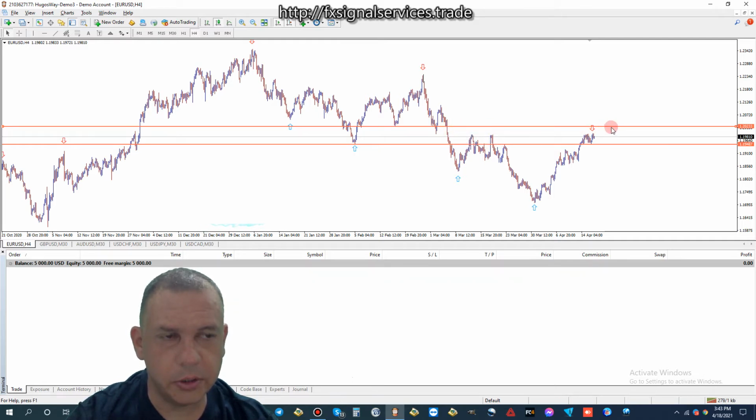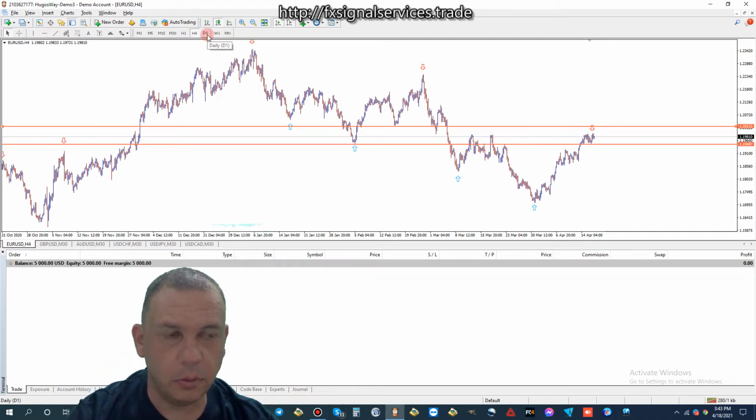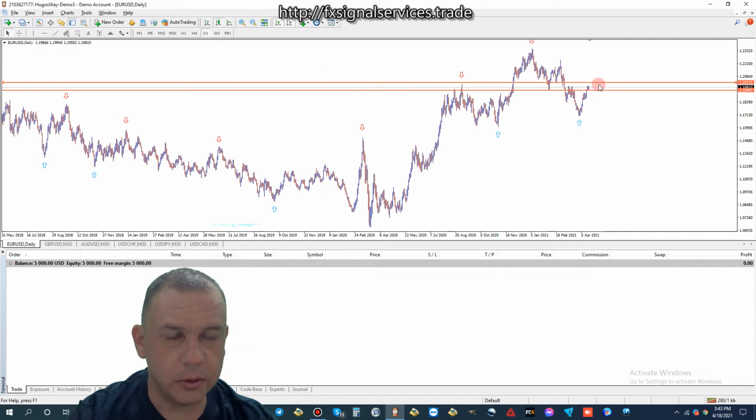So there's a possibility this is probably more likely the place where it's going to go and form a red arrow on the daily chart. I'm thinking that's where we're going to go. It should not go way high, but that is probably the most likely scenario.